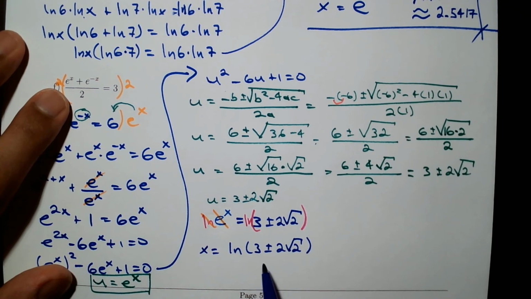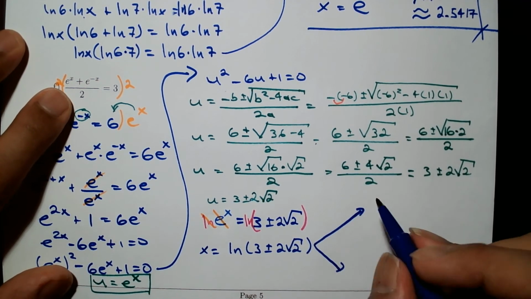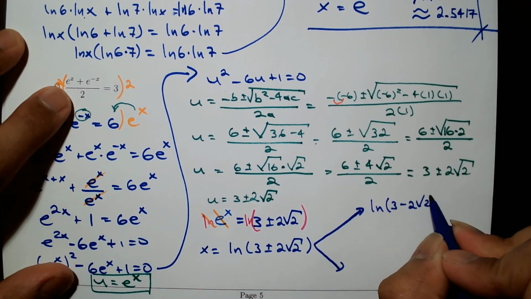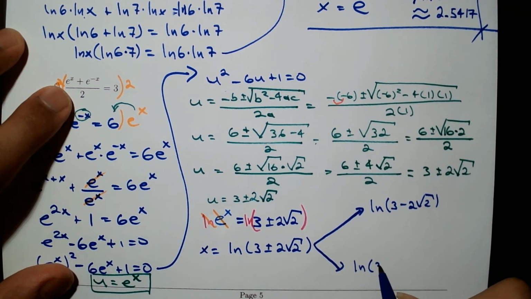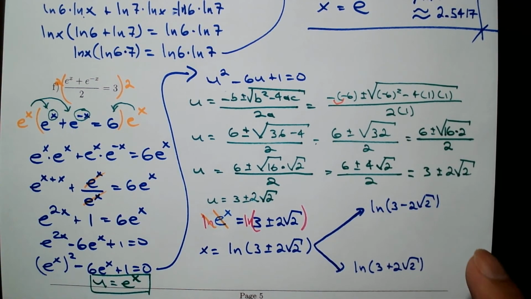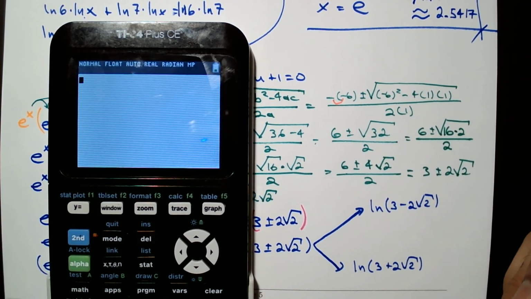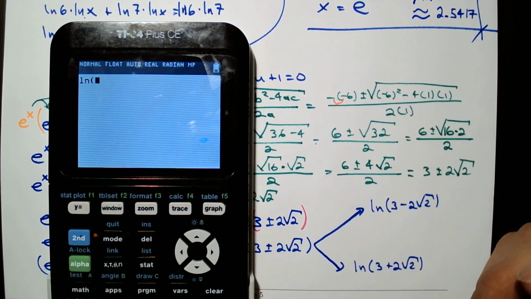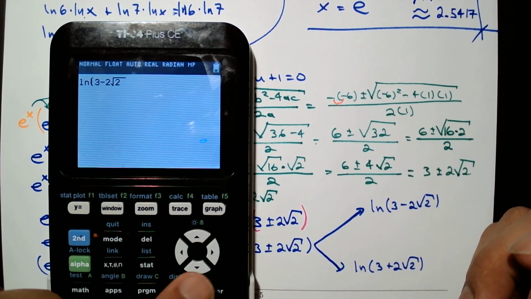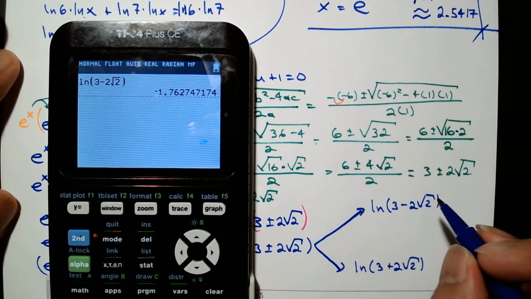And again, notice this plus or minus sign is going to give rise again to two solutions. One with a negative inside of the natural log, and one positive. Let's find out whether the first one is going to give us a real number. I believe it's going to be an error because 3 minus 2 root of 2. Okay, we'll find out. So ln of 3 minus 2 root of 2, close parentheses. Oh, yes, it's going to give us an actual number.